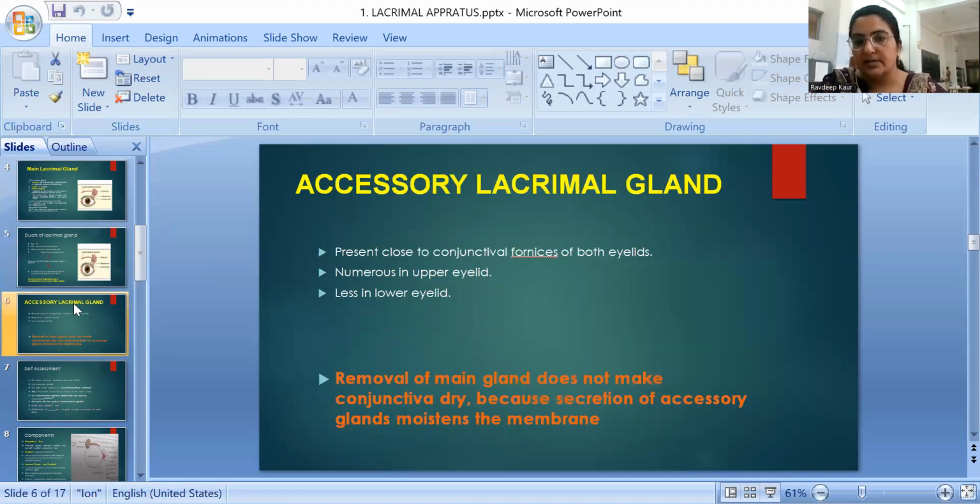Then the accessory lacrimal glands are present in the fornix of both eyelids. They are numerous in the upper eyelid and fewer in the lower eyelid. So the removal of the main gland does not make the conjunctival sac dry, because the secretion of the accessory glands moistens the membrane.